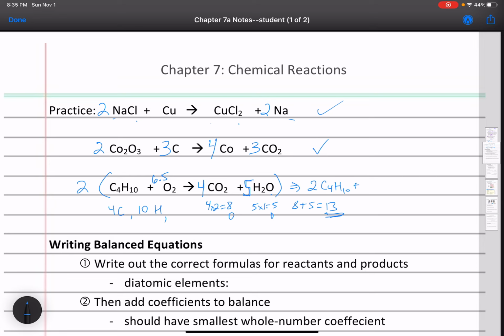2C4H10 plus 13 O2 reacts to form 8 CO2 and 10 H2O. So this would be our balanced equation. We want those coefficients to be whole numbers, and we want them to be the lowest whole numbers possible. So we want them to be simplified.